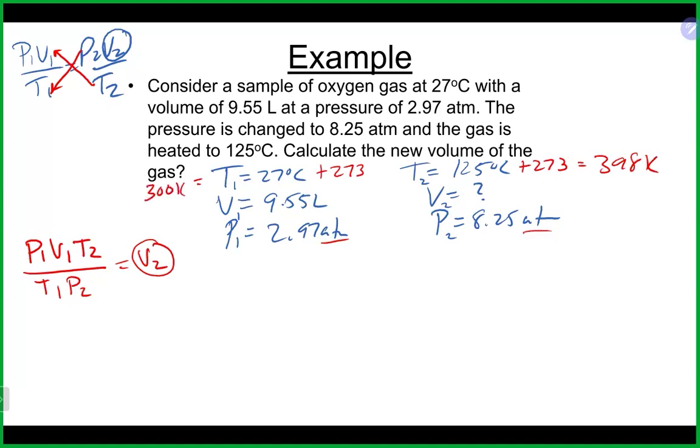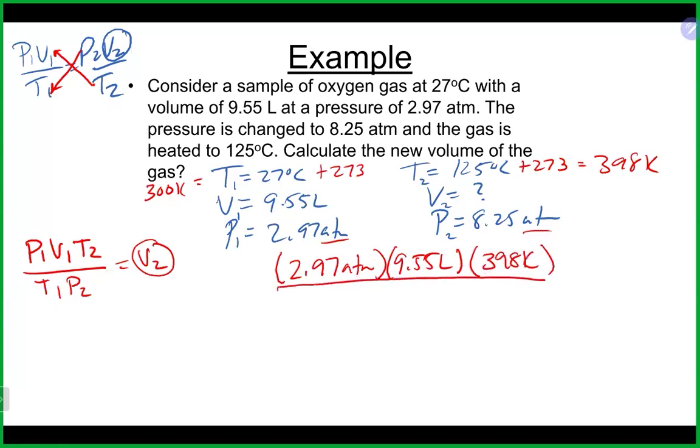Now that we have everybody in the right units, we could put it in here. And again, we want to be careful to put everybody in the right spot. So P1's up on top, 2.97 atmospheres. V1, 9.55 liters. And our T2 is up on top, which is 398 Kelvin. That's going to be divided by our T1, which is 300 Kelvin. And on the bottom there, P2 of 8.25 atmospheres, and that's all going to equal our V2.